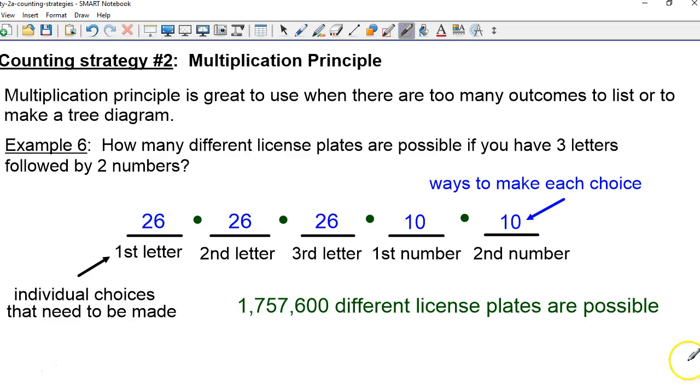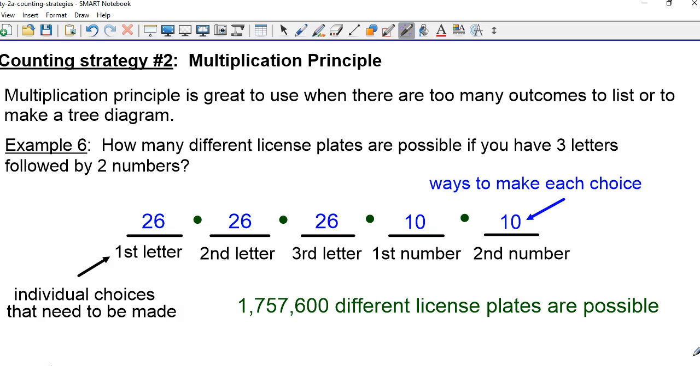So the multiplication principle is great to use when there are too many outcomes to list or to make a tree diagram. Here's another example. Let's say that we wanted to find out how many different license plates are possible if you have 3 letters followed by 2 numbers. To try to make a tree diagram of this would be prohibitive. There's no way we could possibly draw that out.